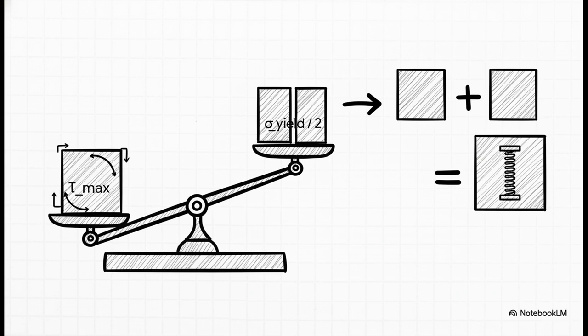And now for the big payoff. There's this rule for materials that stretch a lot before they break. We call them ductile materials. The rule says they'll start to permanently bend or yield when the maximum shear stress inside them hits half of their total yield strength. So we just double our max shear stress of 45 and we get a yield strength of 90 megapascals. And that's it. We just used a picture to predict material failure.